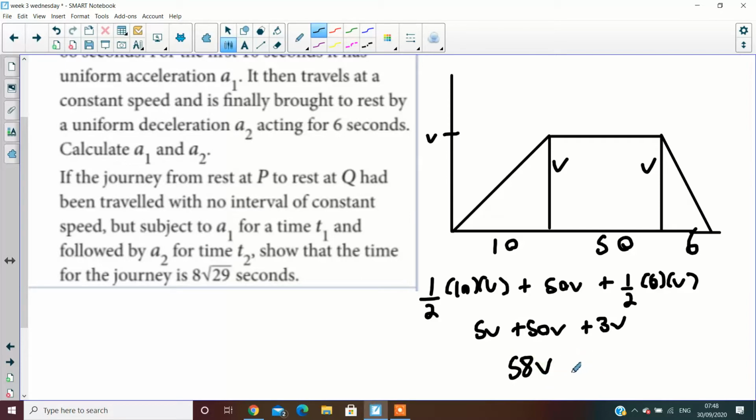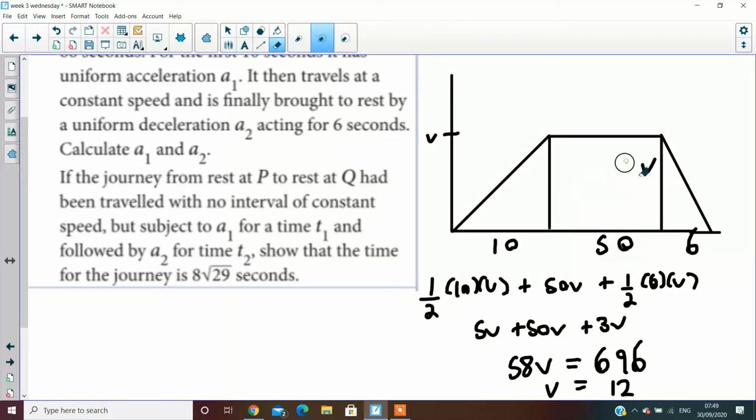58V, which is 696. 696 divided by 58, Killian. Go on. Be calculator guy. 12. All right. So that's easy money.